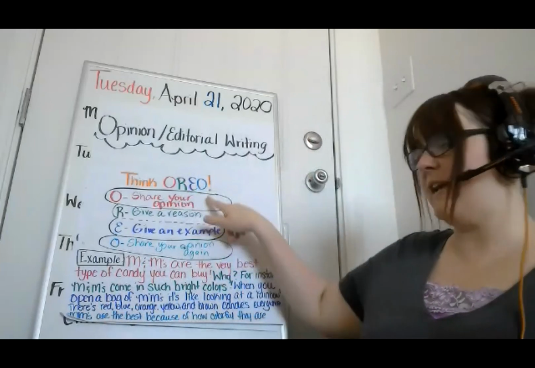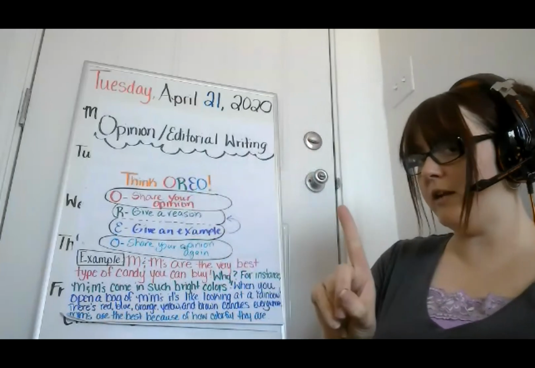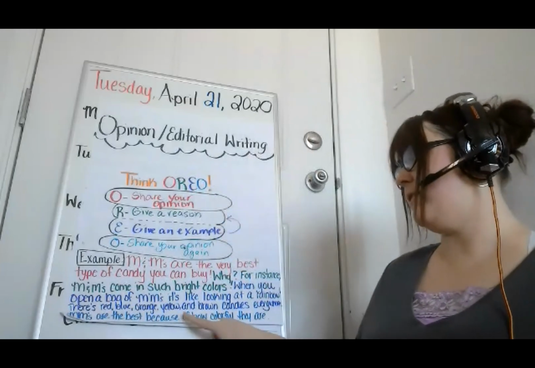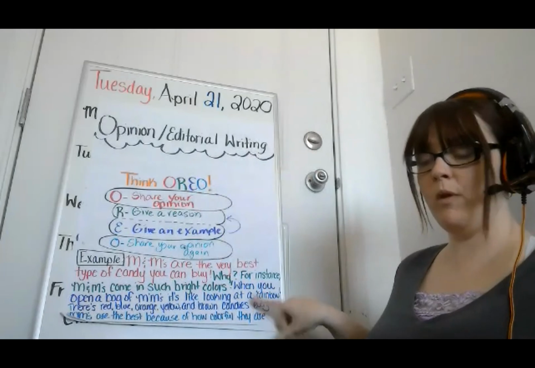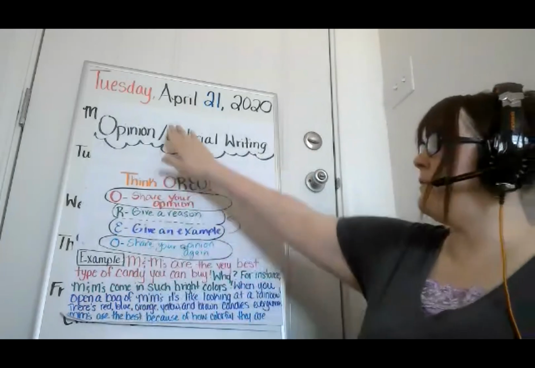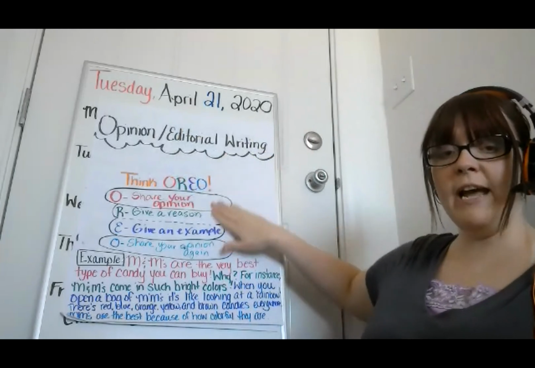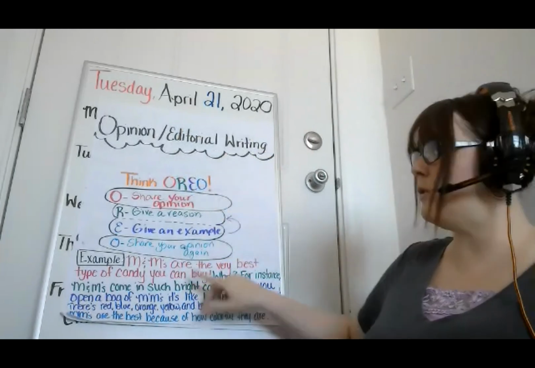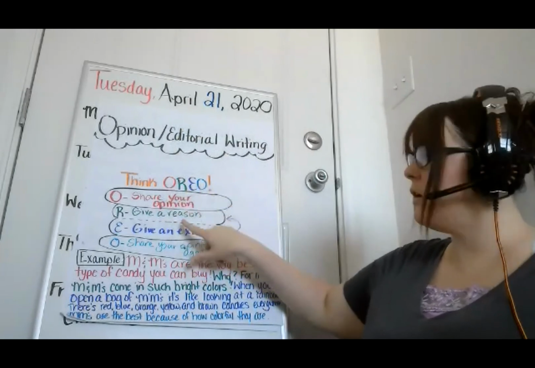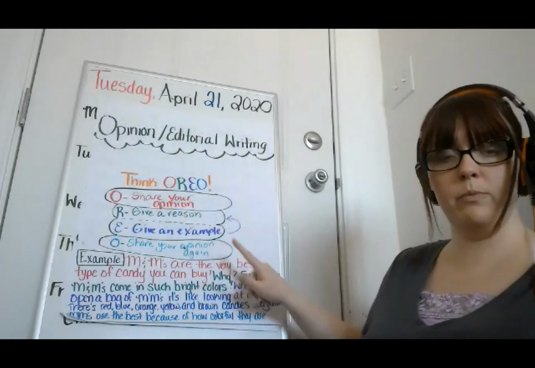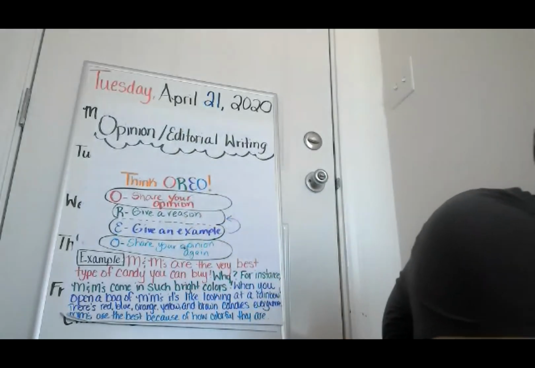Okay, I'm going to say my opinion again. Not a new opinion, the same opinion. M&Ms are the best because of how colorful they are. Now I have an opinion editorial paragraph or piece of writing. And all I had to do to make that be successful is think of the word Oreo. Opinion, reason, example, opinion. Okay, now yours.